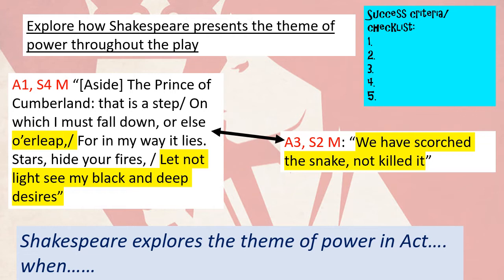The second quotation that you could compare this first one to is in Act 3, Scene 2, when Macbeth says to Lady Macbeth, after he learns that Fleance has escaped the murderers, "We have scorched the snake, not killed it." So using your success criteria or your checklist and the sentence starter below if you need it, write one paragraph answering the question on power using two quotations. You can use either one of these two or another one from your own notes.